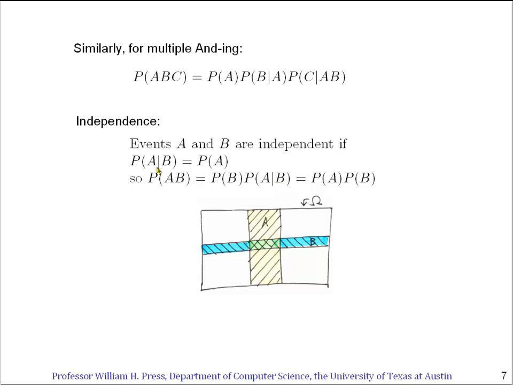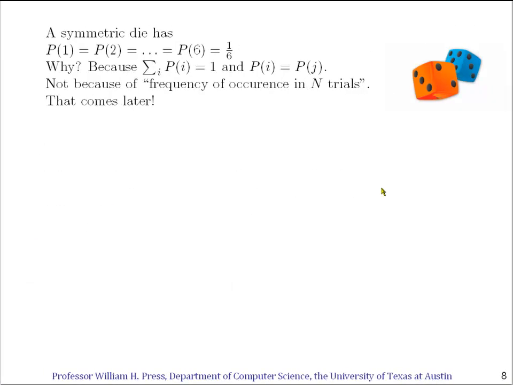But now if the events are independent, we have up here the probability of A given B is equal to the probability of A, and so you see that the probability of A and B just is the product of their separate probabilities. And that's what we mean to say that two events are independent, that their joint probability is simply the product of their individual probabilities.